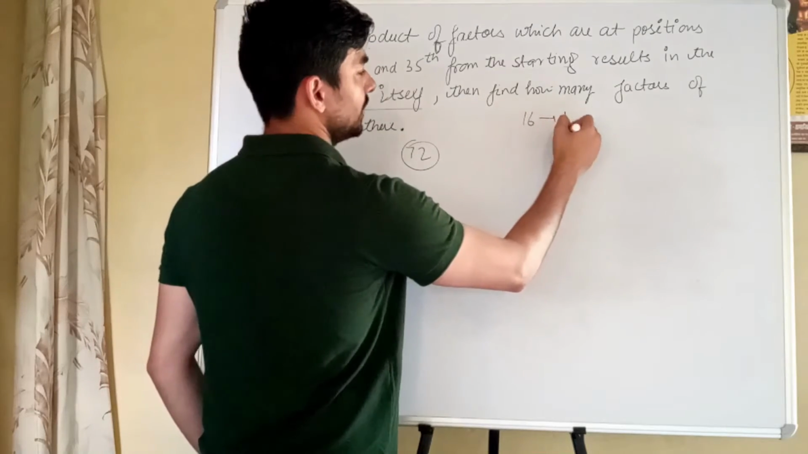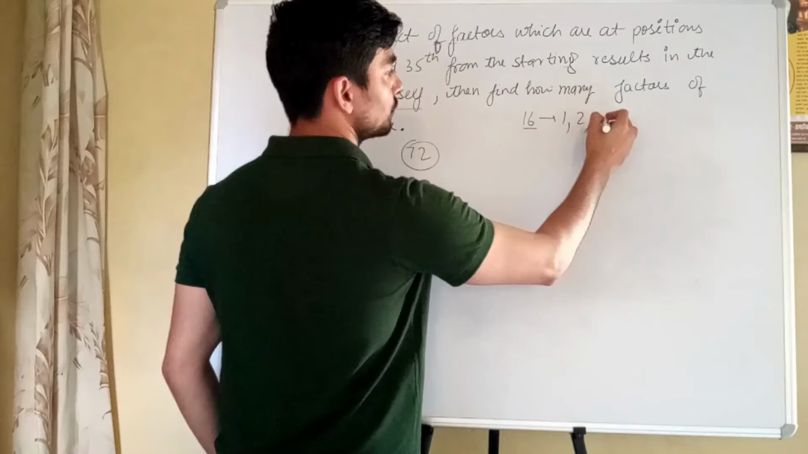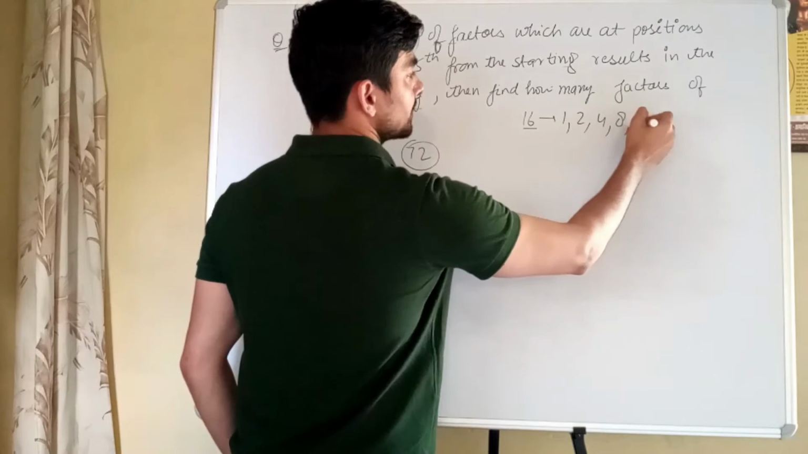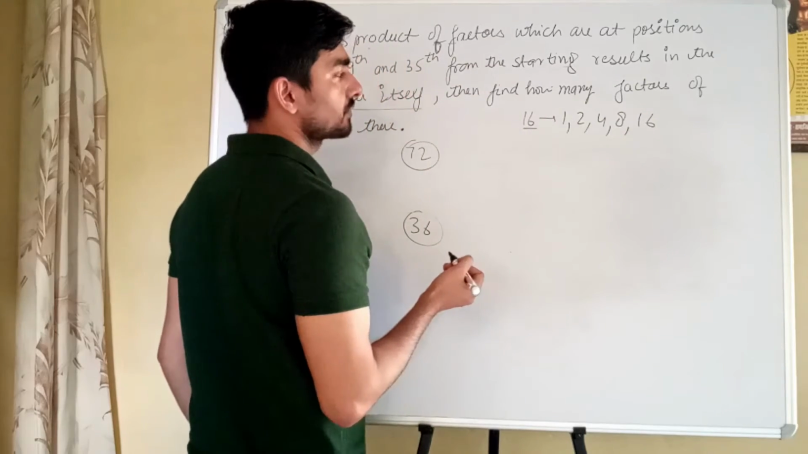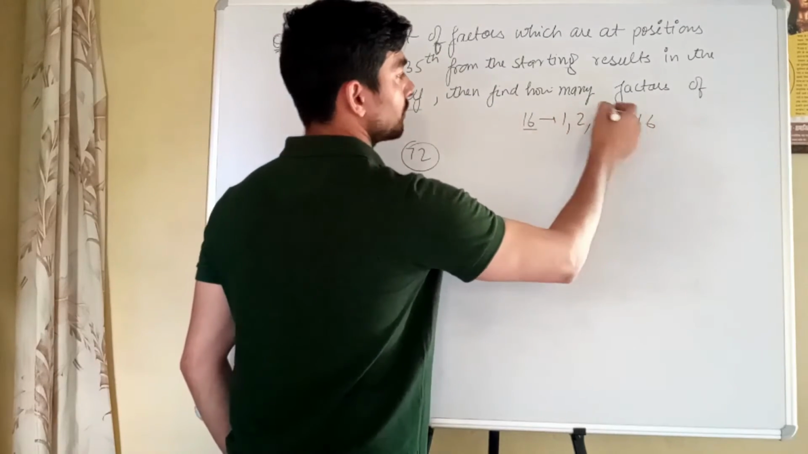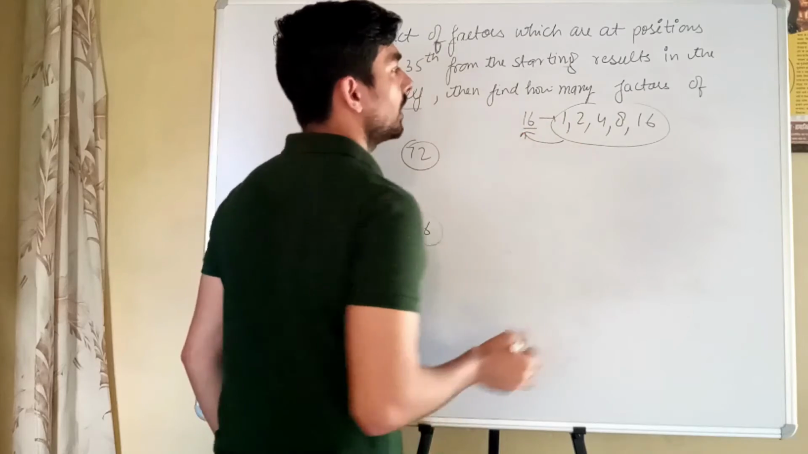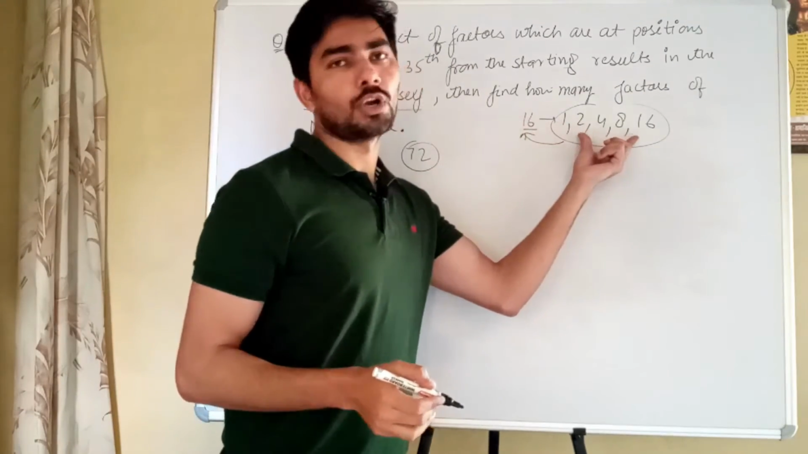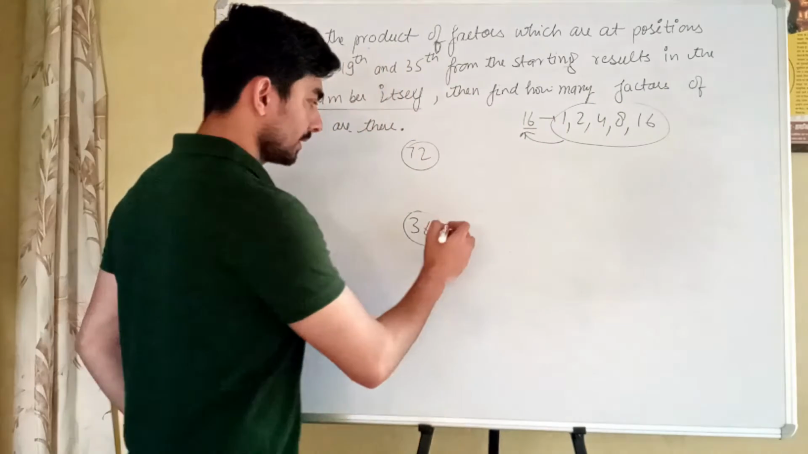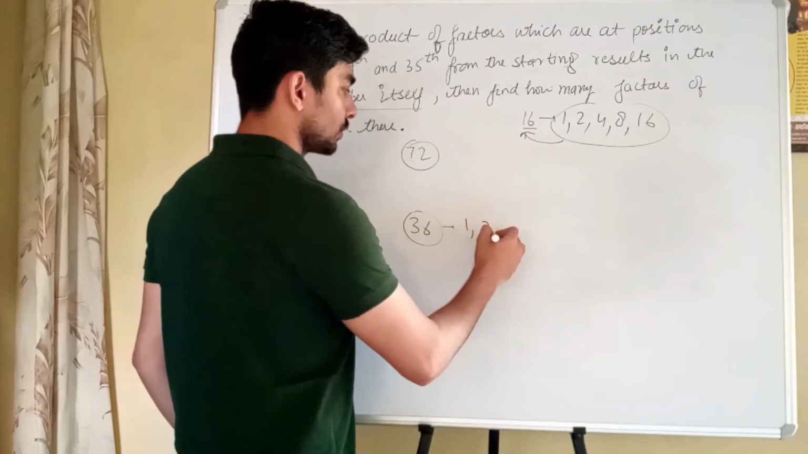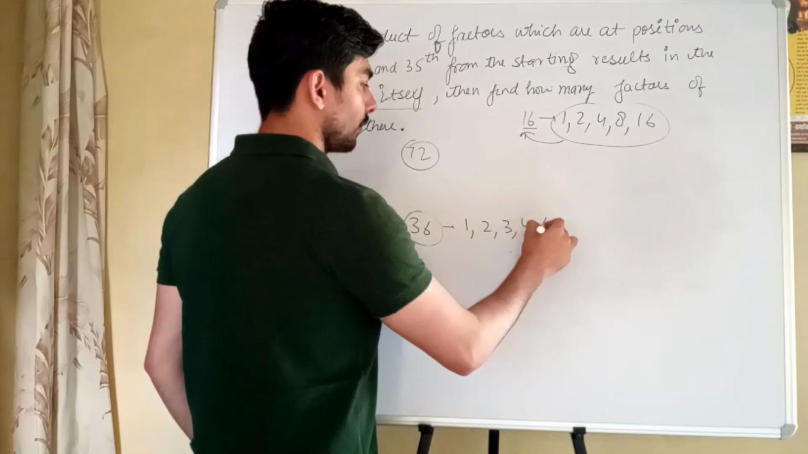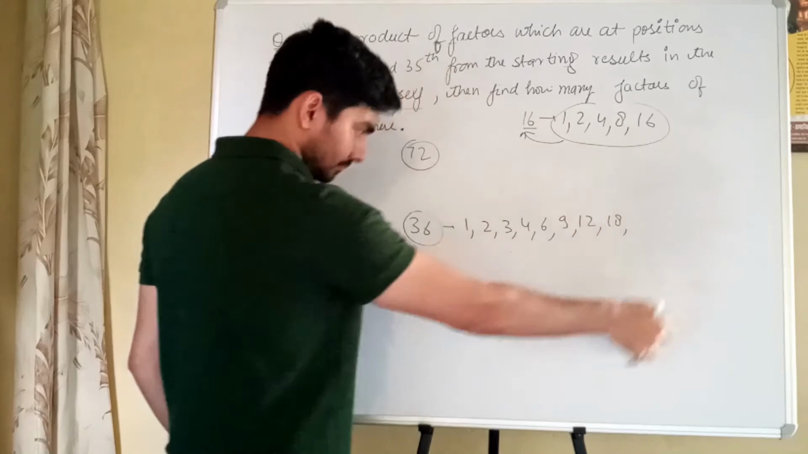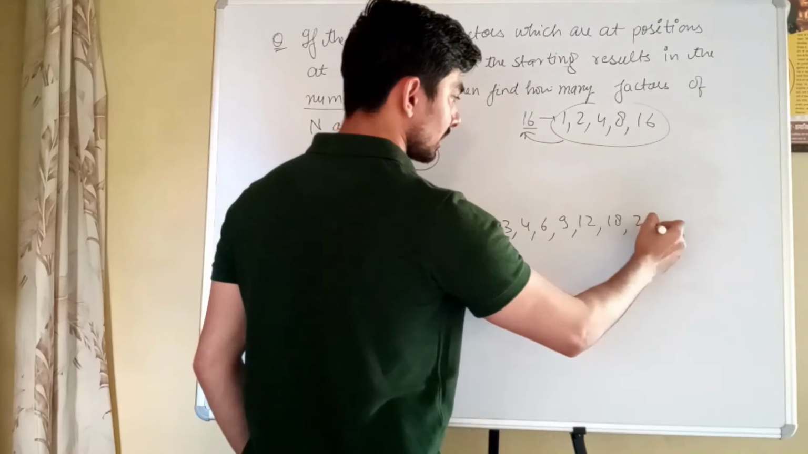Perfect square: 16 is a perfect square. 1, 2, 4, 8, and what are the other factors? 16. So the factors of 16 are 1, 2, 3, 4, 5. There are 5 factors of 16, and 5 is an odd number. That means a perfect square will always have an odd number of factors.